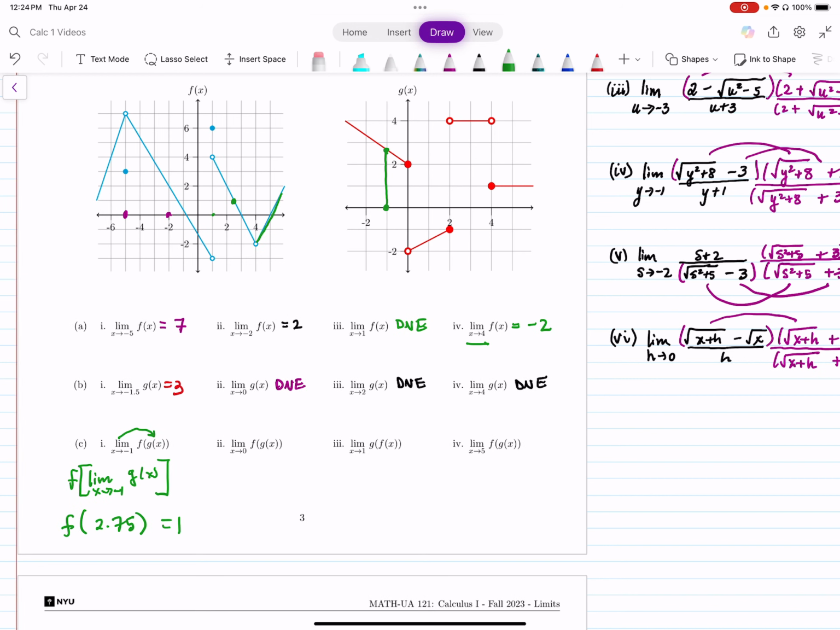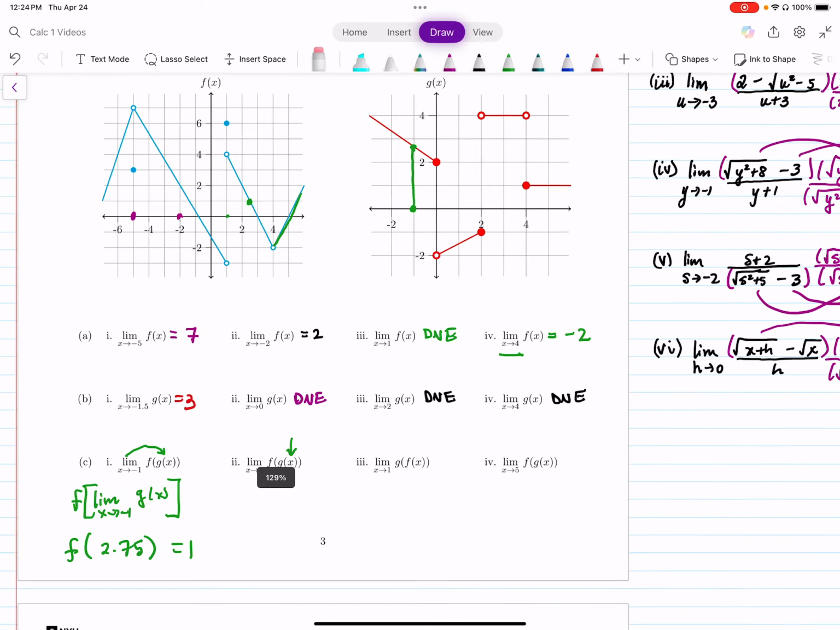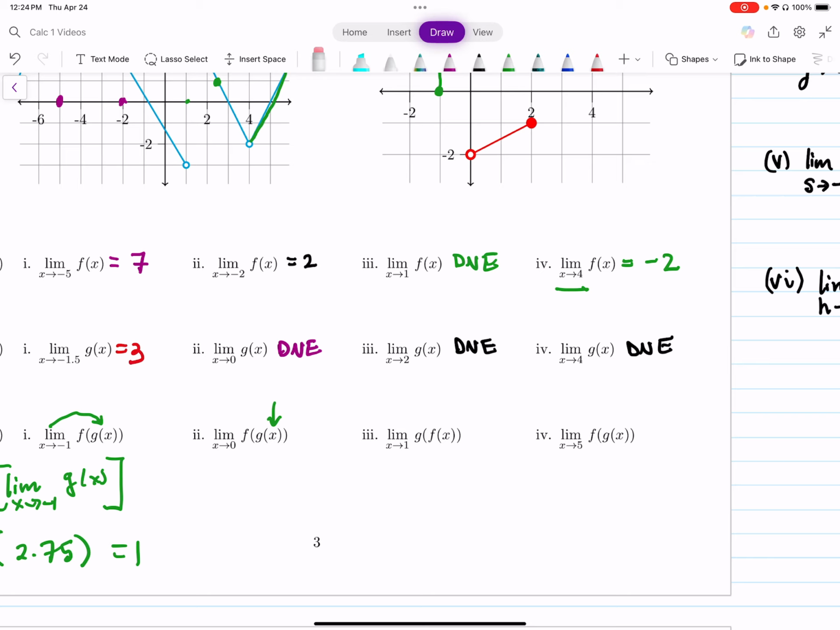Okay? Now on this next one, we already know that the limit doesn't exist for g of x, so I can't just plug it in and evaluate it. But it also doesn't mean it doesn't exist. So now we're going to look at the left and the right-hand limits. So if we look at the limit as x comes to 0 from the left of f of g of x.